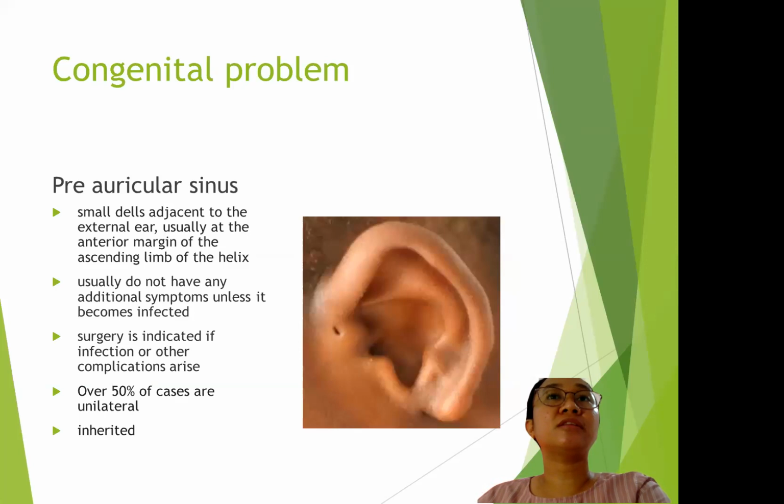Next, the congenital problems of the ear. The most common is the preauricular sinus, wherein it appears as a small dent adjacent to the external ear, usually at the anterior margin of the ascending limb of the helix. Usually, they do not have other additional symptoms unless it becomes infected. Surgery is indicated if infection or other complications arise. Over 50% of the cases are unilateral and this is inherited.